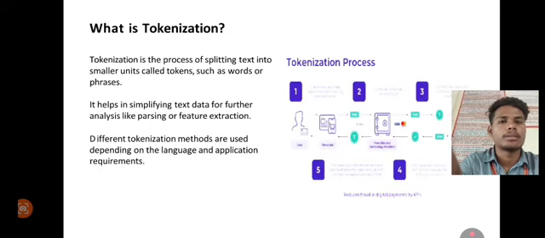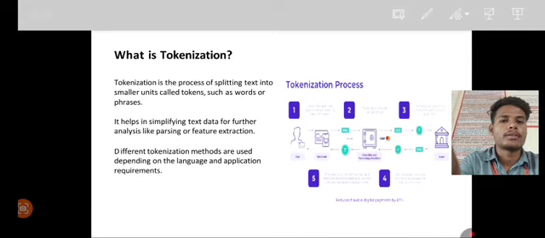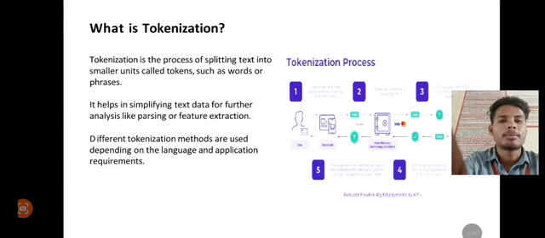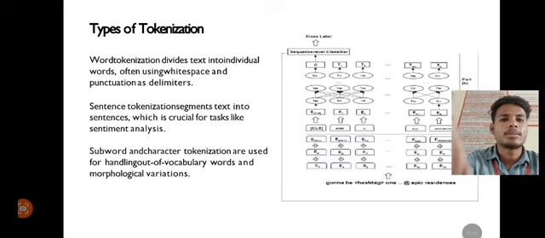Tokenization is the process of splitting text into smaller units called tokens, such as words or characters. It helps in simplifying text data for further analysis like parsing or feature extraction. Different tokenization methods are used depending on the language and application requirements. The next slide is types of tokenization.